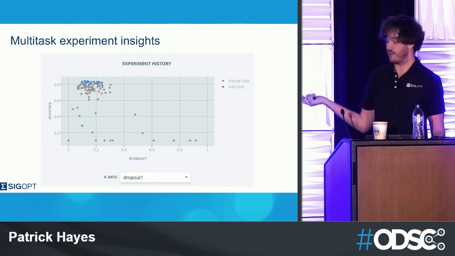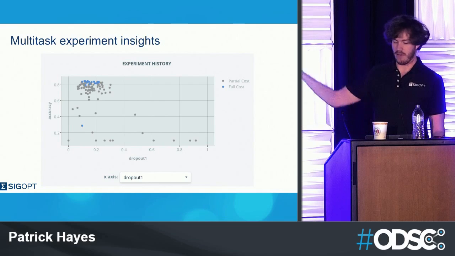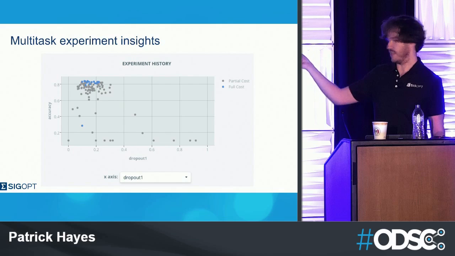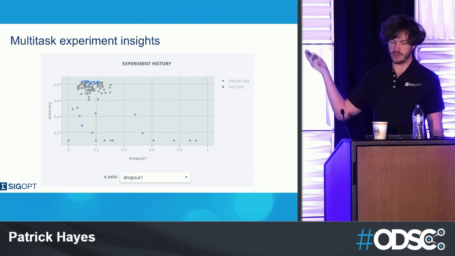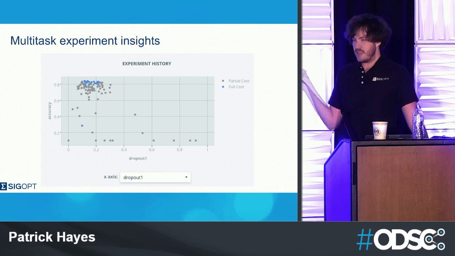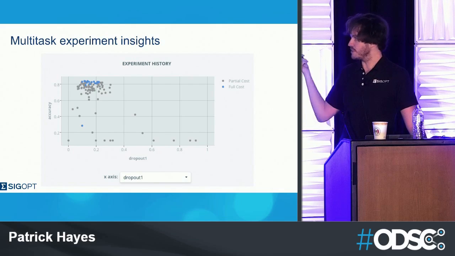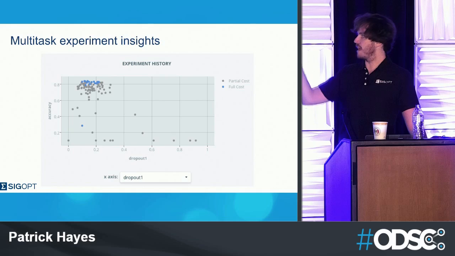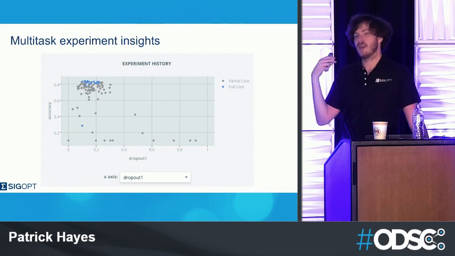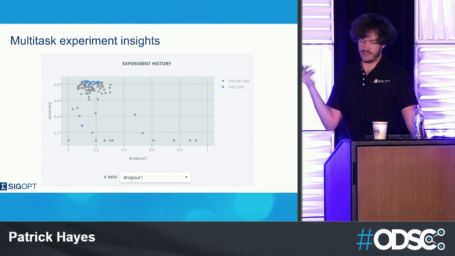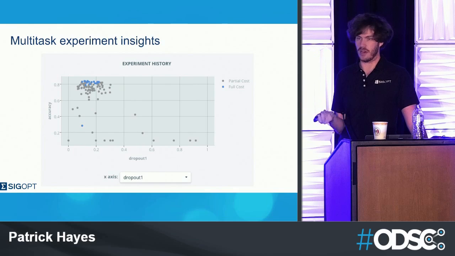This plot shows the accuracy of the model on the y-axis, along with on the x-axis one of the parameters being tuned. As you can see, the partial cost tasks in gray vary wildly in performance, but they do seem to line up with this cluster near about 0.2, where we start to find the high-performing tasks. And that's where the blue full cost tasks are sampled to find this cluster of good solutions at a reduced cost.